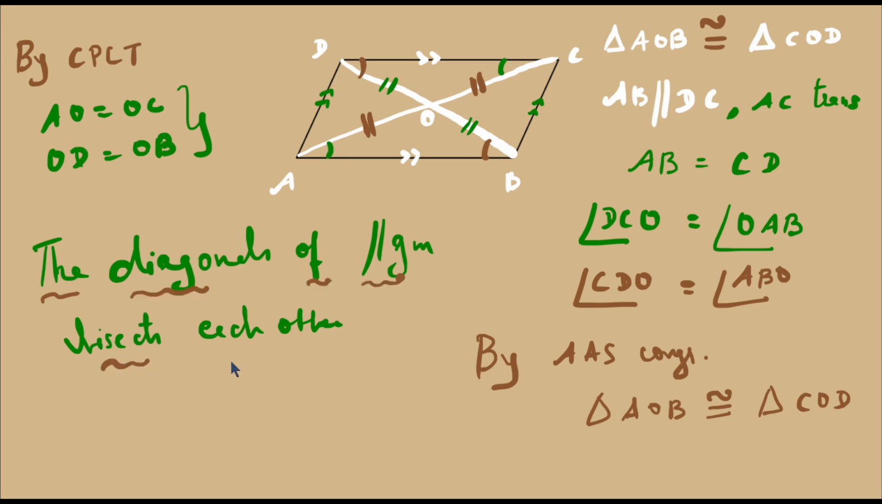And now in our next video, let's explore whether the converse of this theorem is also true. What would be the converse? If we are given that in any four-sided figure, or any quadrilateral, the diagonals bisect each other, then can we prove that the quadrilateral is a parallelogram? So this is the converse, and we'll try to prove the converse in our next video.